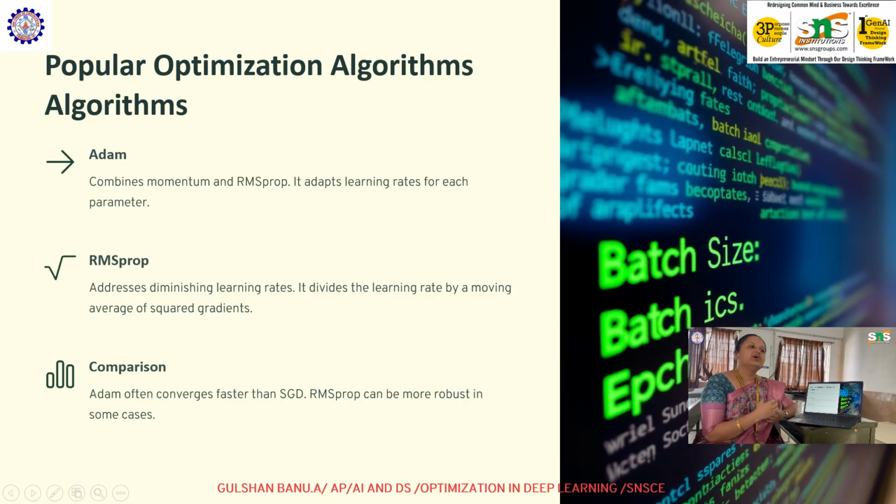What is this Adam? It is something which combines the momentum and also RMSprop. It adapts the rates for each and every parameter. Now, what is RMSprop? It addresses the diminishing learning rates. So now, what is the comparison? Adam often converges faster than SGD. So this is more powerful than SGD.